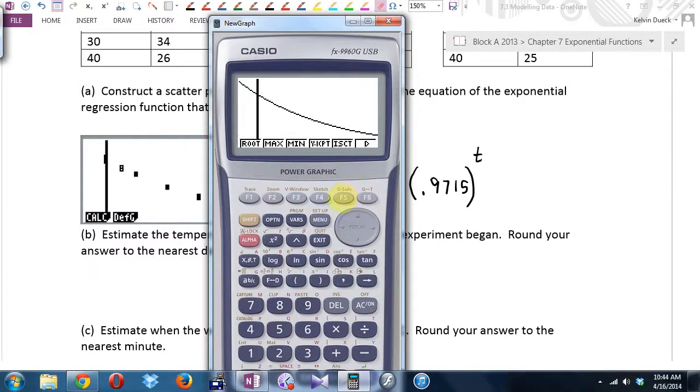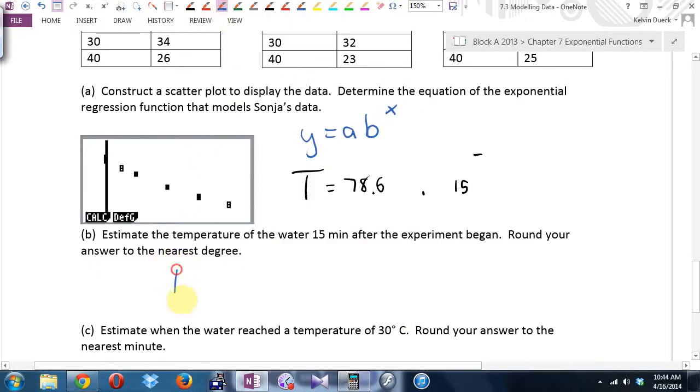So I'm going to go G-solve. 15, is that an x value? 15 minutes, is that an x value or a y value? Look at the table. How do you know? X value, so they want to do a y calculation. 15. Apparently the temperature should be, do you guys get 51 degrees? Celsius or Fahrenheit? What does the question say? Celsius?